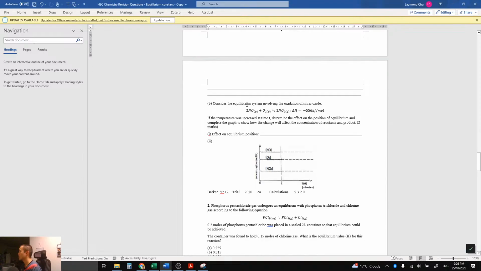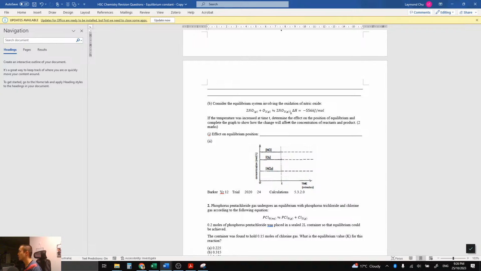Okay, consider the equilibrium system involving the oxidation of nitric oxide. If the temperature was increased at time t, determine the effect on the position of equilibrium and complete the graph to show how the change will affect the concentration of reactants and products. Okay, great. This is another question, but now we're talking about heat.